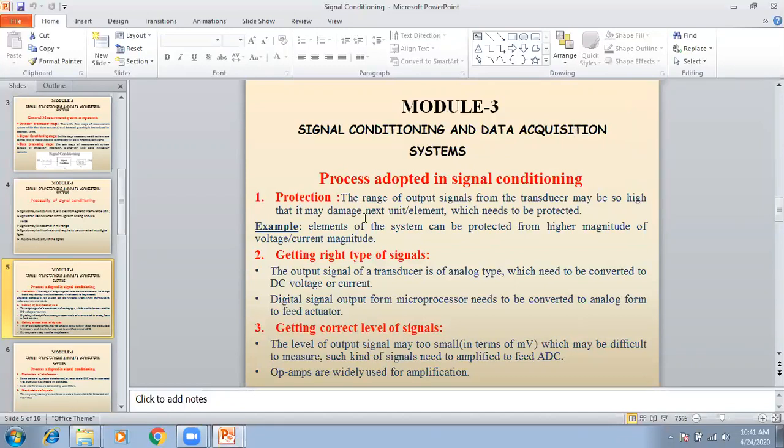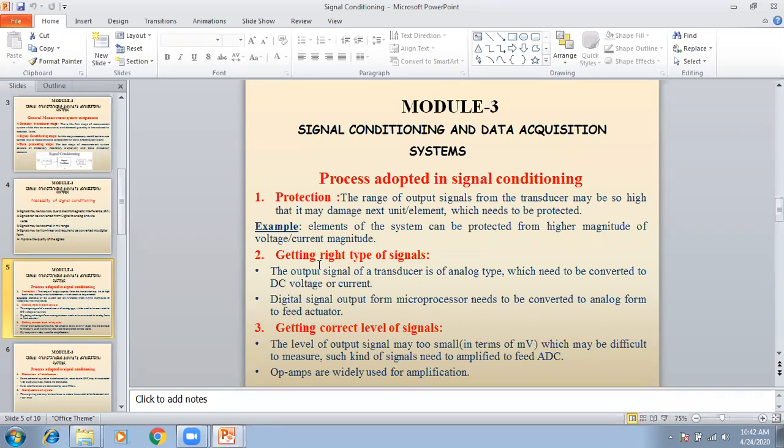In the sense, the signals I am getting sometimes have a higher magnitude, and these high magnitude signals may damage some of the sensitive elements present in the control system, right? So in this case, I need to take some precautions before letting that signal go into the next element. For example, the elements of the system can be protected from higher magnitudes of voltage or current. That's the protection that needs to be taken here.